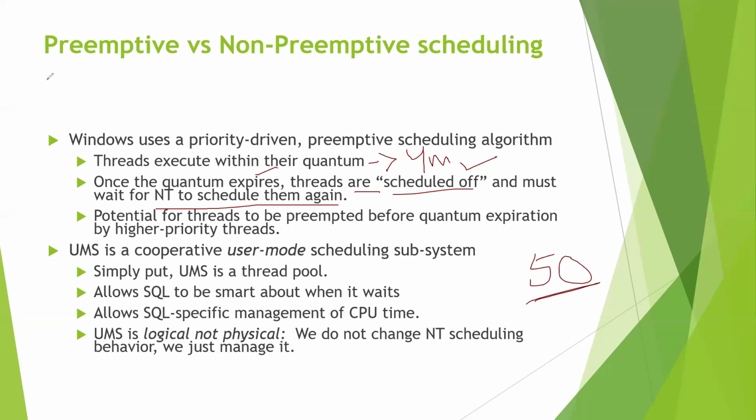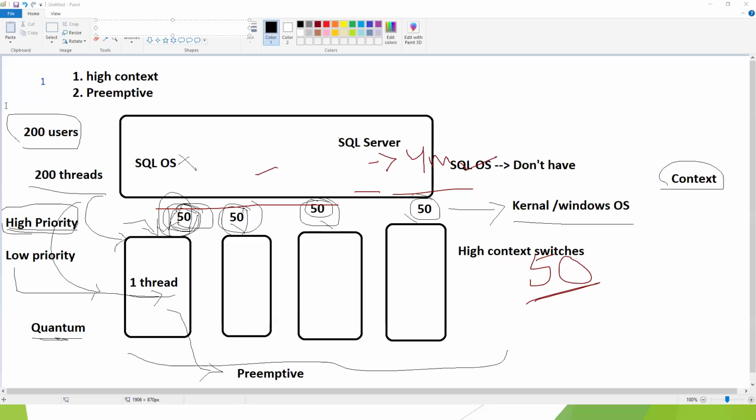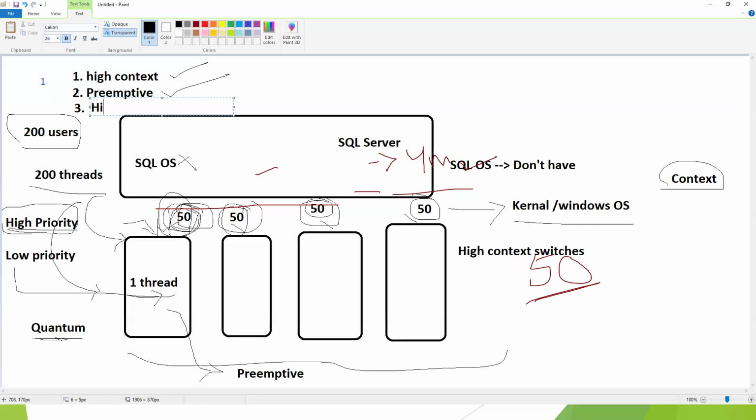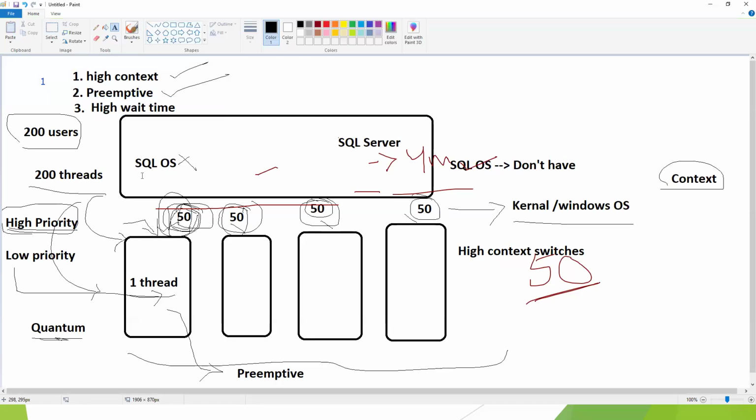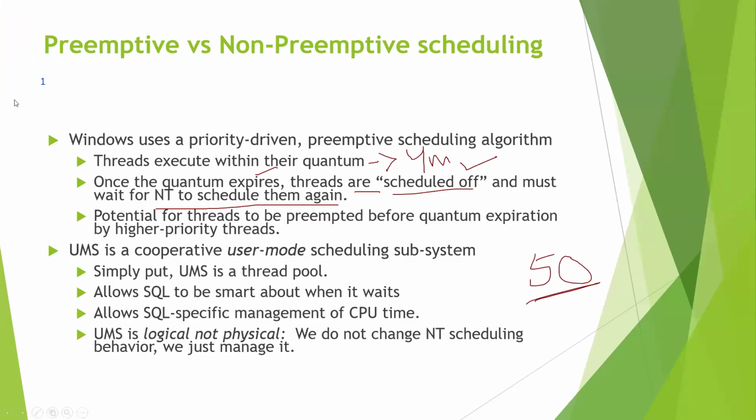If I take this, the first is high priority, so high context switches, preemptive. Third point, for example, if you have 50 threads on the CPU, they have to wait for the first thread to complete, and the first thread again has to wait until the 49 threads complete their execution, right? So there is a high wait time for the first thread. Once 44 milliseconds are completed, it has to wait. High wait time, right? So that is one disadvantage of using Windows if you don't have a SQL operating system.